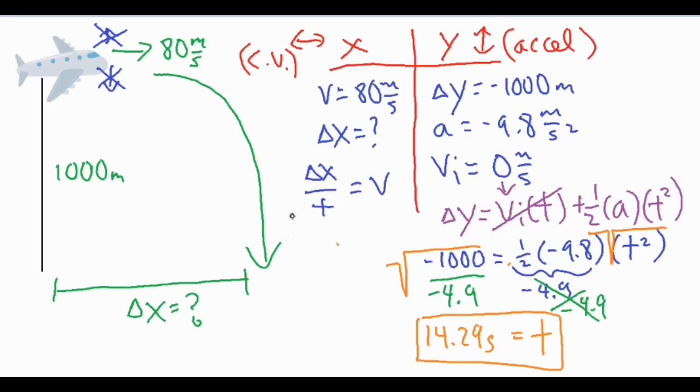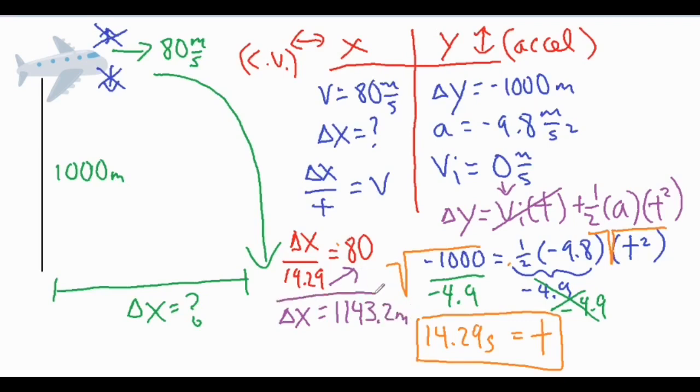So we have a delta x value that we're looking for. We have a time of 14.29 seconds, and that equals 80 meters per second. So if I go ahead and cross multiply the 14.29 over to this side, then that gives me our delta x, which equals 1,143.2 meters. And that is our final answer of where our package is going to land.